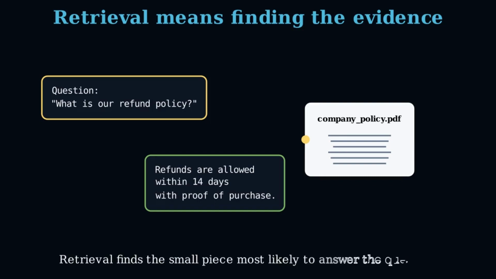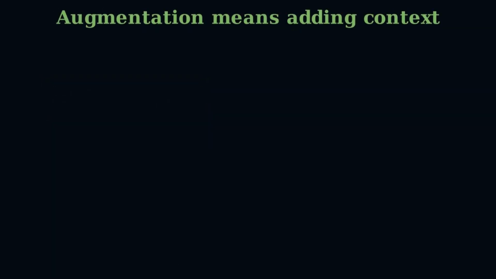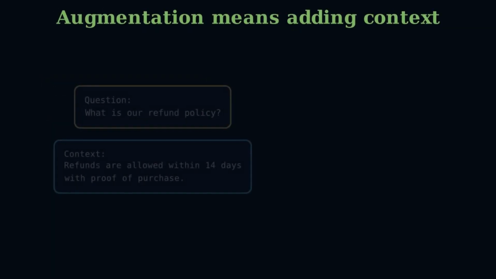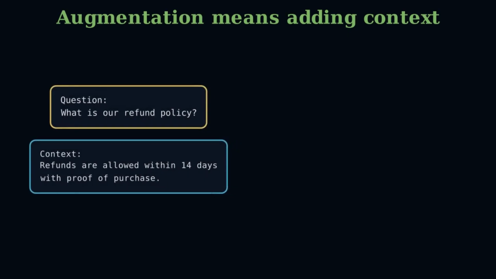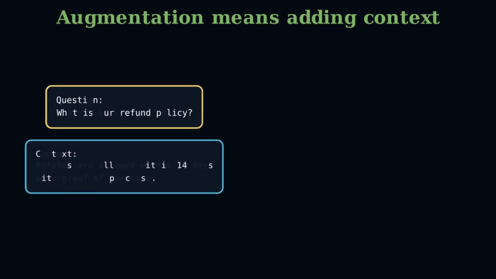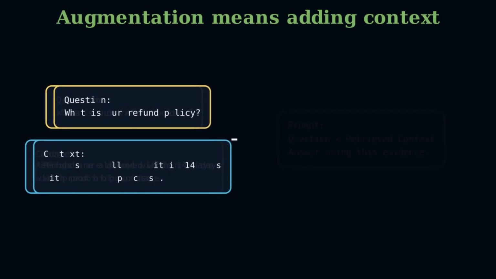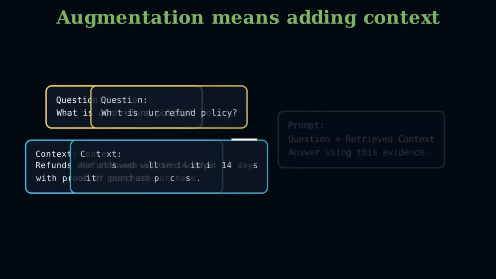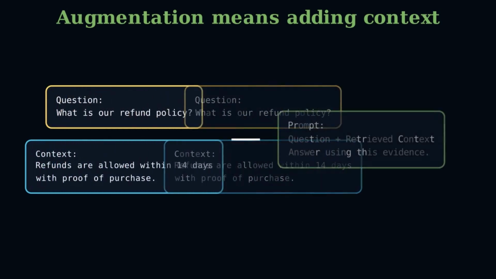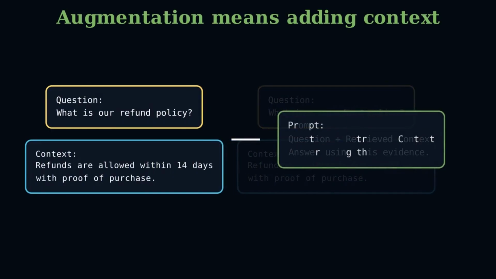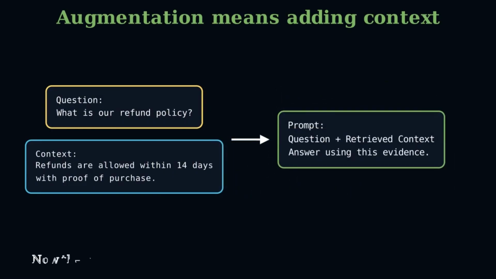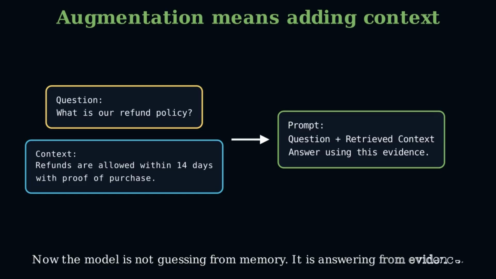The second part is augmentation. This means we take the retrieved evidence and attach it to the user's question. So instead of asking the model, what is our refund policy? We ask the model with context, here is the relevant policy text. Now answer using this information. This changes everything. Now the model is not guessing from memory. It is answering from evidence.